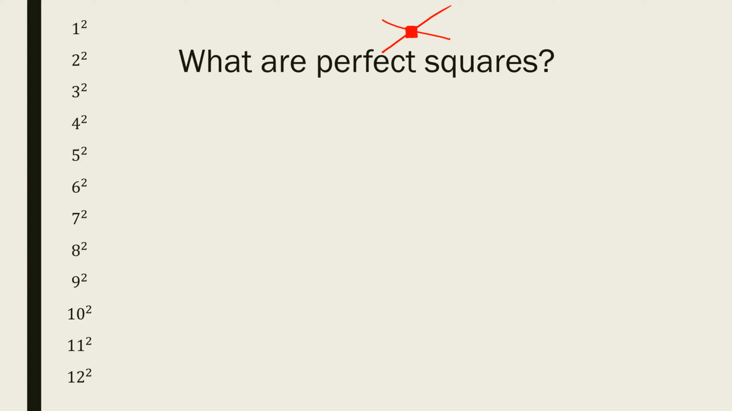Perfect squares in math mean numbers that are another number squared. So for example, 1 squared, which as you hopefully remember means 1 times 1, is 1. So 1 is a perfect square. 2 squared is 4. 4 is a perfect square. 3 squared is 9. 9 is a perfect square. 9 squared is 81. 81 is a perfect square, and so on.